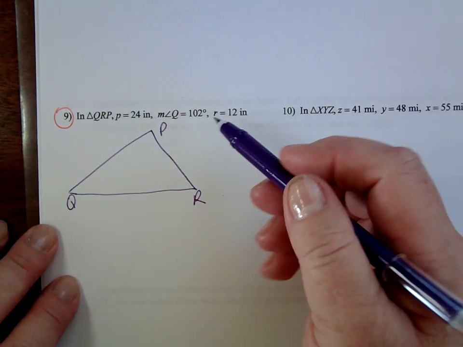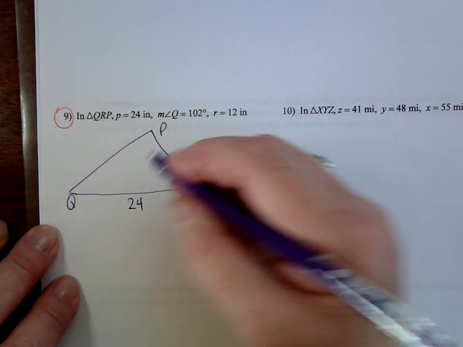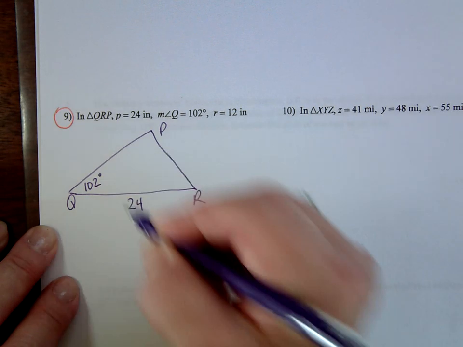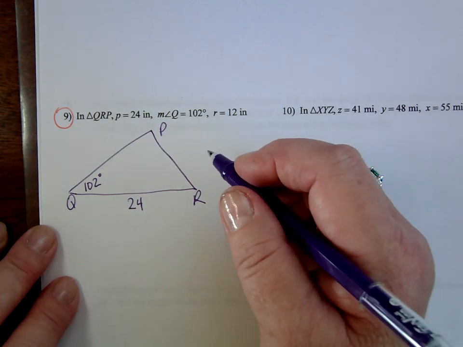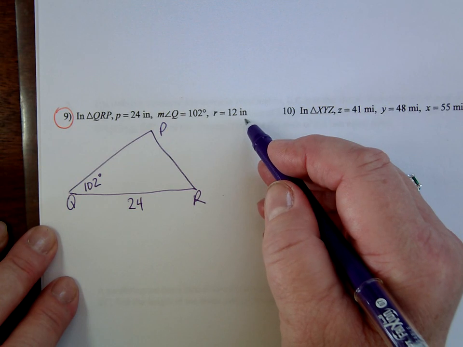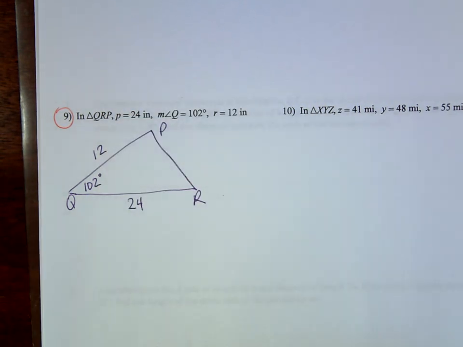I have that little p is 24. I have that angle Q is 102. Now realize obviously I drew that, and it does not look like a 102 degree angle, and that's okay. You're just drawing a random picture. It doesn't necessarily have to be accurate to the dimensions. And they tell you that little r is 12. So I want to solve this triangle for all of the sides and angles.